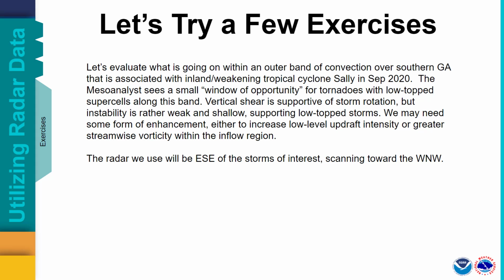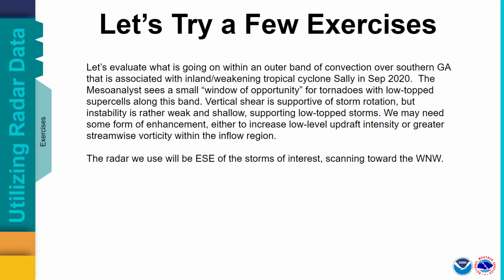Let's evaluate what is going on within an outer band of convection over southern Georgia that's associated with an inland and weakening tropical cyclone Sally in September of 2020. The mesoanalyst sees a small window of opportunity for tornadoes with low-top supercells along this band. Vertical shear is supportive of storm rotation, but instability is rather weak and shallow, supporting low-top storms.